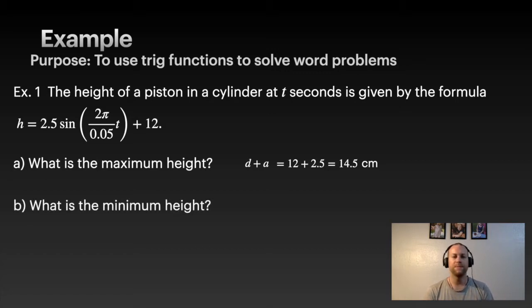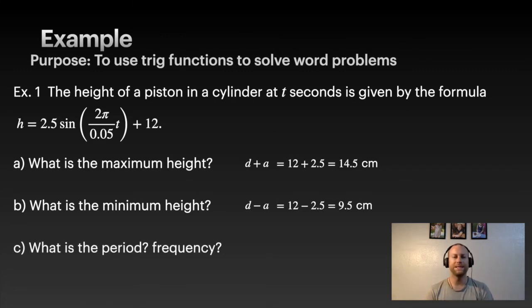Next, what is the minimum height? Same equation, except minus the amplitude. 12 minus 2.5 is 9.5. Those ones are pretty straightforward. What is the period? Period's also really easy to find.